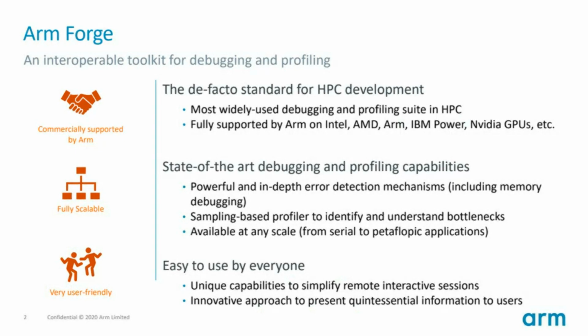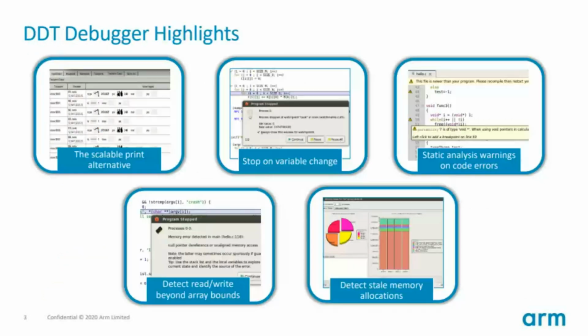Okay, so Forge is the integration of our debugger, DDT, our source code profiler MAP, and our application profiler, Performance Reports. Our tools are cross-platform, so we work on obviously Arm architecture, x86, and we support NVIDIA GPUs. Both architecture-wise and user interface-wise, the tools are very focused on traditional HPC, particularly SPMD type codes, so codes that typically might use MPI and/or OpenMP. Very easy to use, focused on end user ease of use.